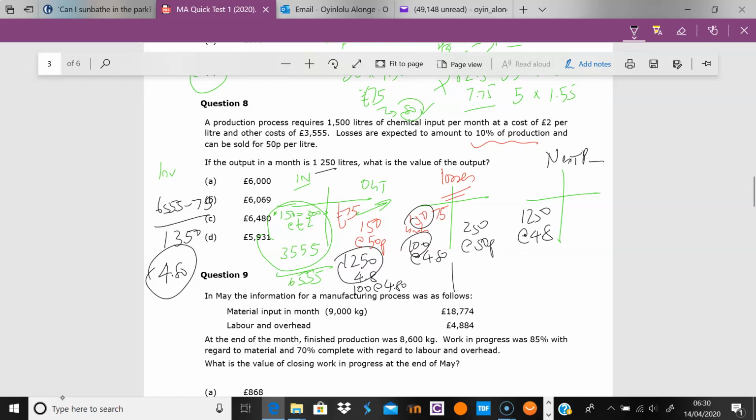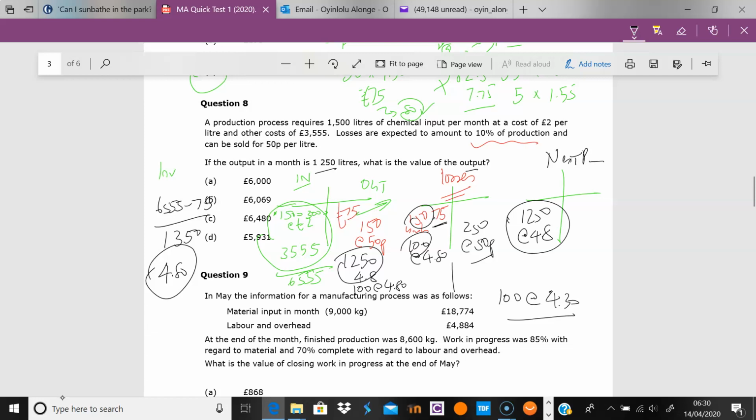So you end up making a loss, of course, right, on these 100. So technically the loss would have been 100 at £4.30, right? Because if you can get 50p for each of them, you're making a loss of £4.30. But this question isn't asking this. This question is literally asking, what is the value of the output? That's the real output. So the question could have asked, what was the loss made? So that would have been, of course, the £75 plus the 480 minus the 250 times 50p.